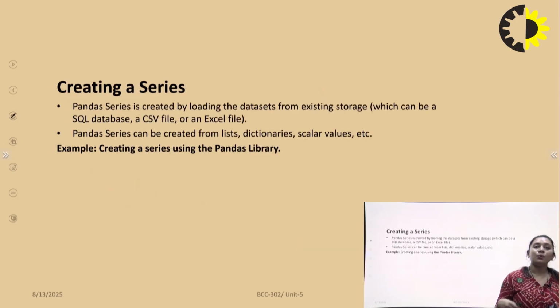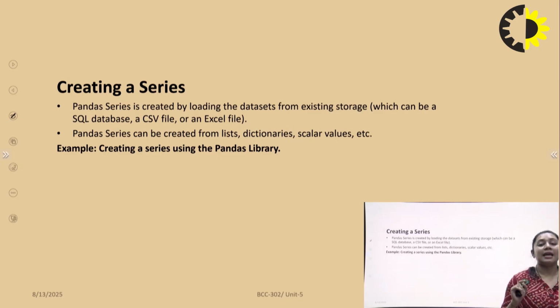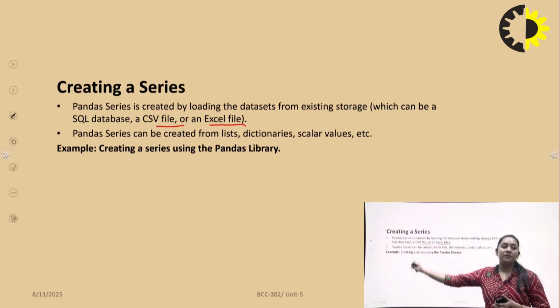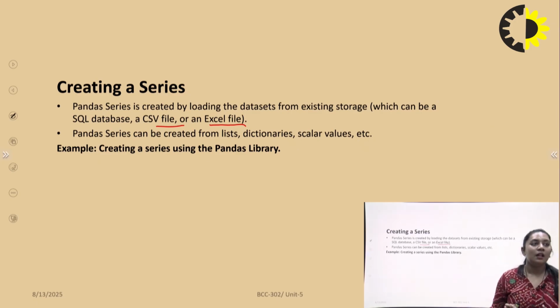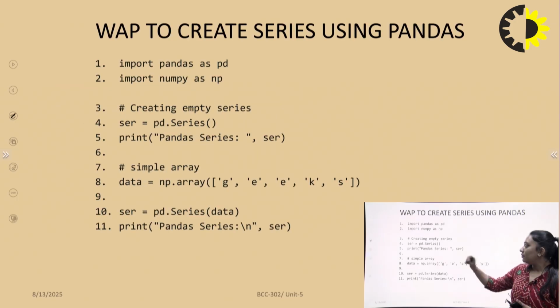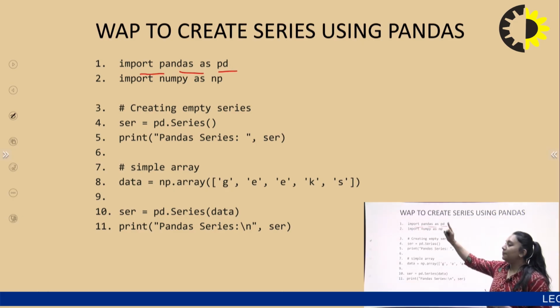Next is how you can create a data series. While using the data series, how you can implement it: the data from existing storage, it can be in any type of file that is saved. It can be saved in an Excel file or a CSV file or any type of SQL database. It can also be created with the help of a list, dictionary, or scalar values, right?